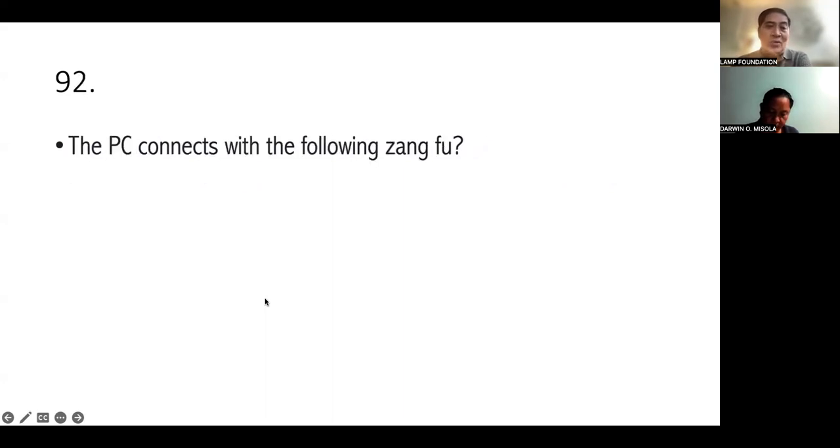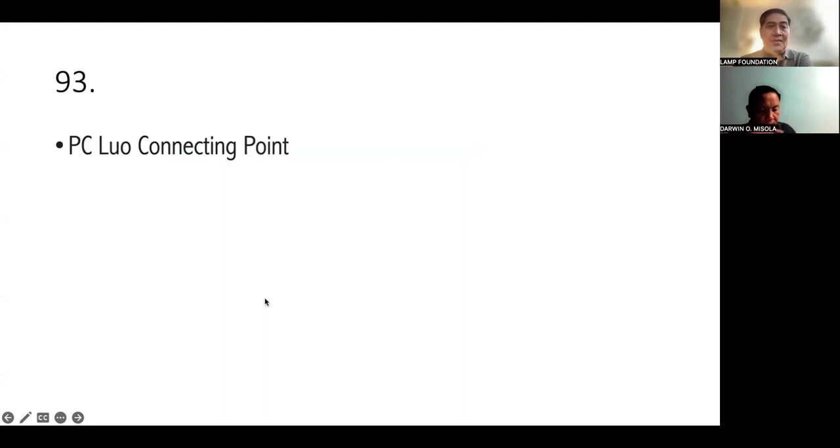The PC connects with the following Zangfu: the Sanjiao and the diaphragm. What is the PC luo connecting point?